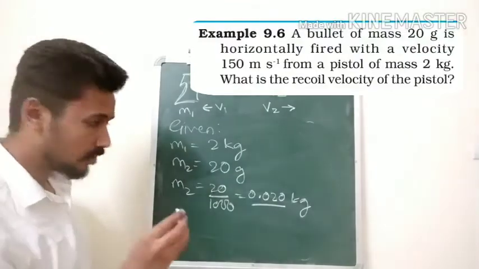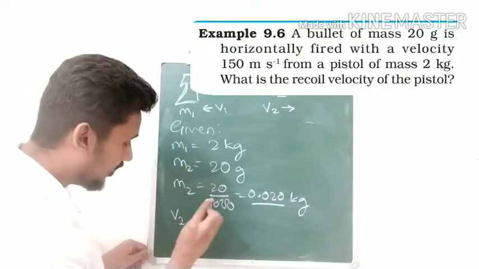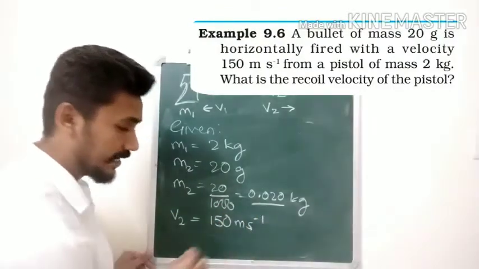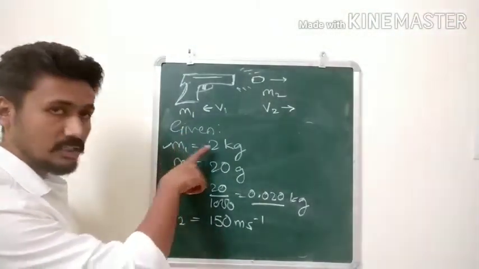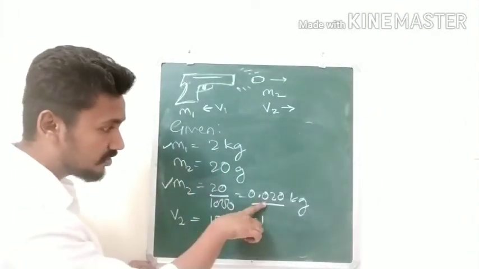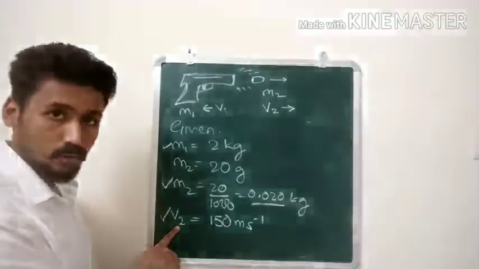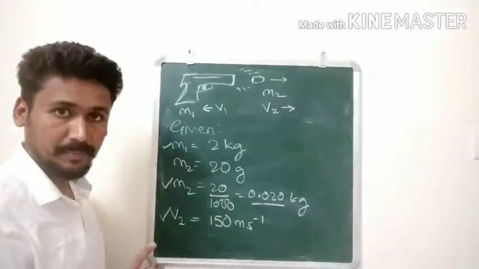Next, we are given the velocity of the bullet. So, velocity of the bullet, we will write as V2. V2 is we are given as 150 meter per second. Okay, so these are the given values. One is M1 mass of the pistol, M2 mass of the bullet, which we will take as 0.020 kg, and third we are given V2, the velocity of the bullet after it is fired, that is 150 meter per second.